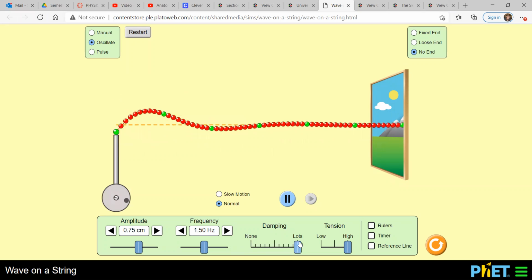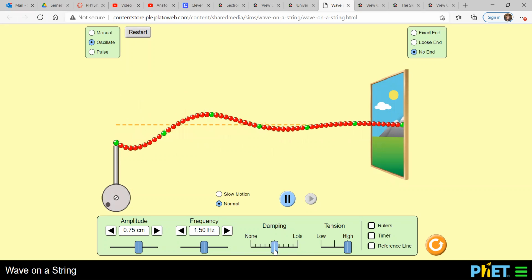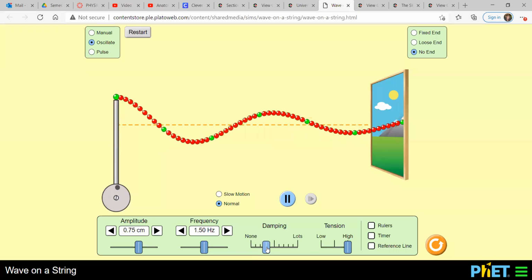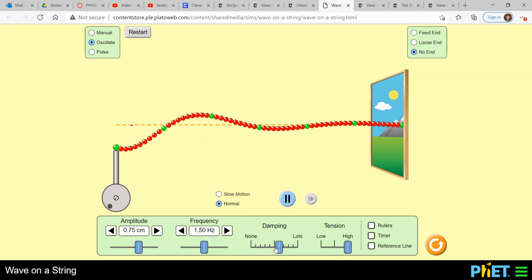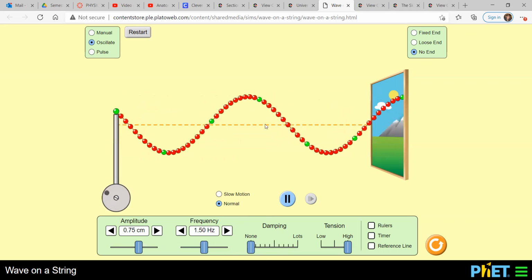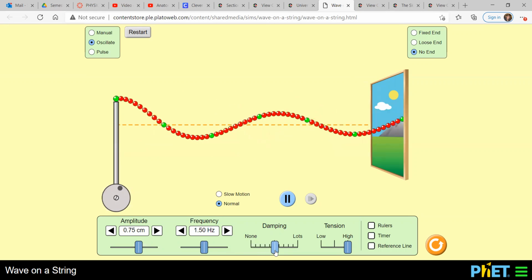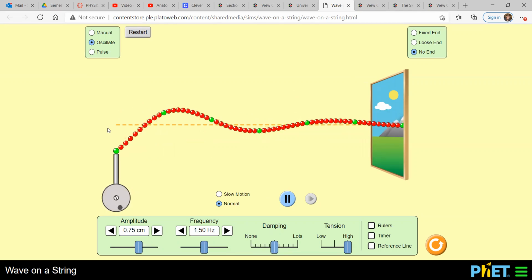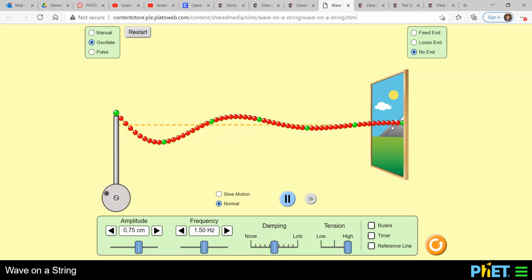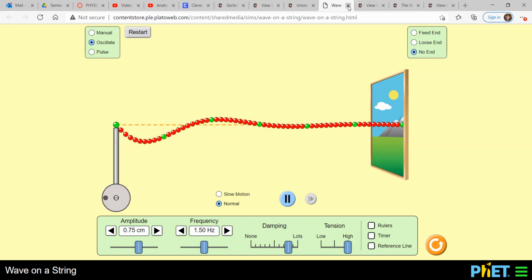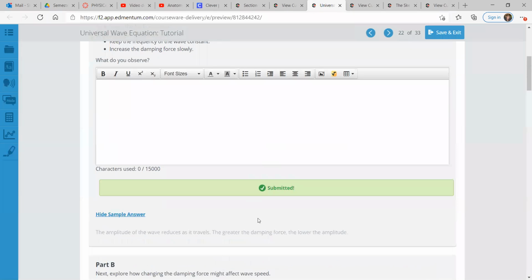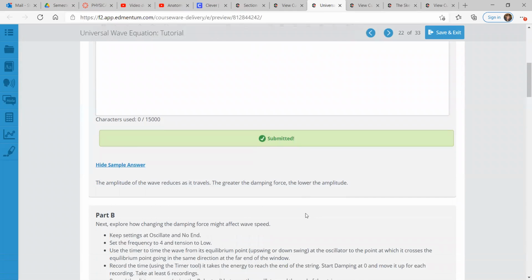All right, do you know what's happening? If you increase damping, the wave gets weaker and weaker the further away you get from the start. No damping: the wave is basically the same all throughout. Medium damping: you have this moving quite a bit, but then it weakens as you get further and further along. Lots of damping: barely any energy is being passed. So what do we observe? The amplitude of the wave reduces as it travels. The greater the damping force, the lower the amplitude.